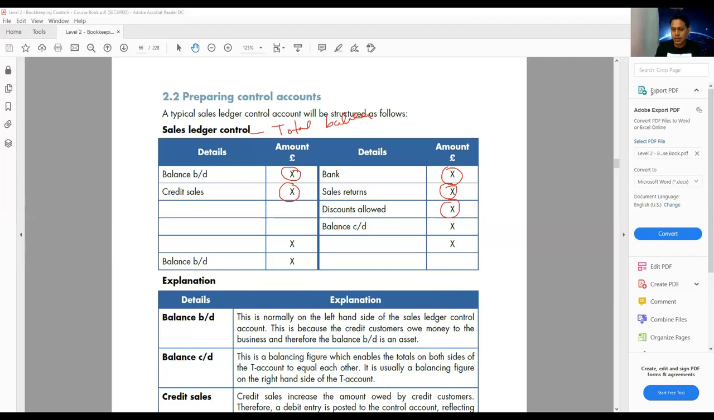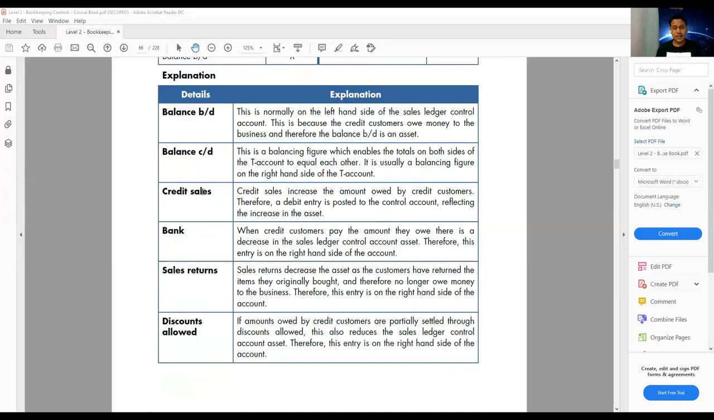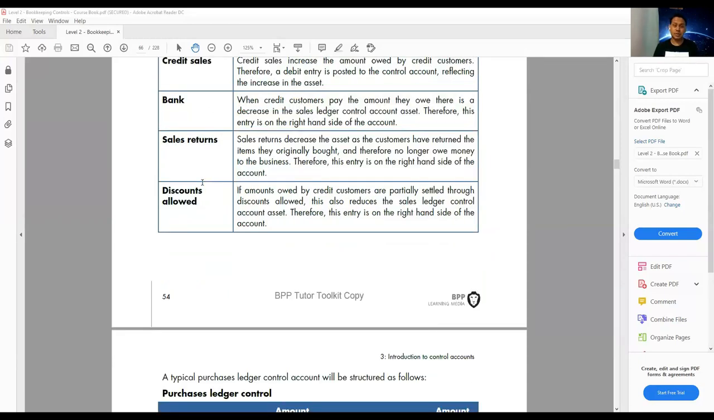Okay, so let's move on. What else do we have here? On the next one, they explain the meaning of every single word we have. So balance b/d, opening balance; balance c/d, closing balance; credit sale, that means the sale you make but did not receive the money yet. Bank, how much money you receive from the credit customer. Sales return, if any credit customer returns to you. Discount allowed, if any discount you gave to your credit customer. That's it.